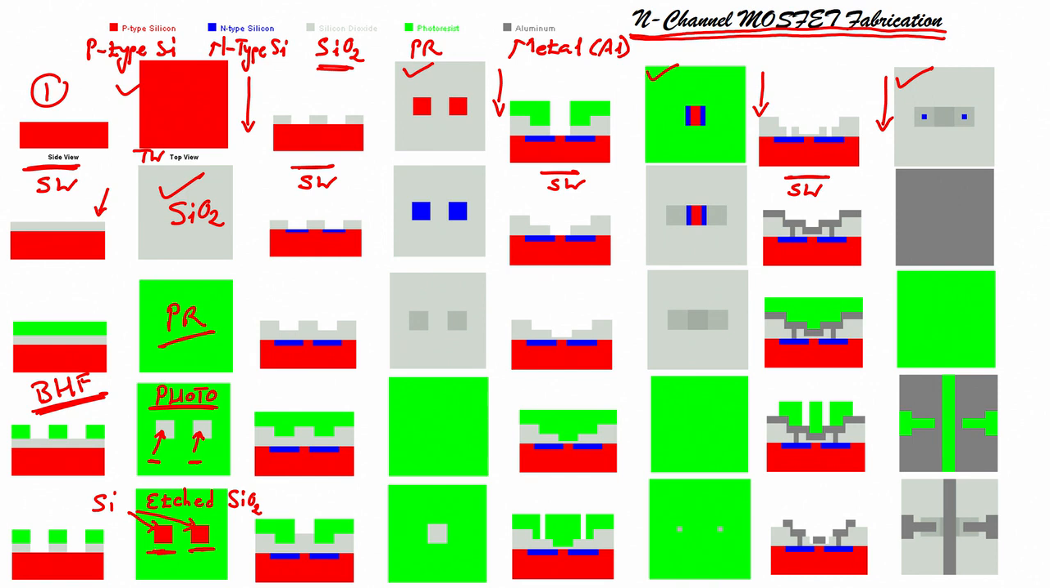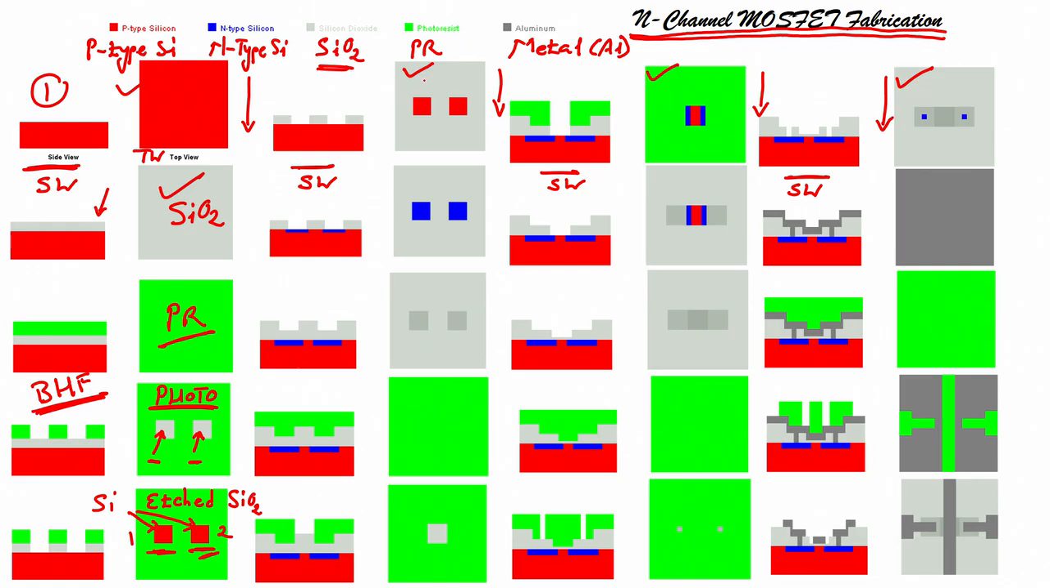What have we done? We have created two windows, 1 and 2, on the oxidized silicon substrate, such that I can see silicon through this window. What is the next step? Next step is that you have to remove the photoresist. For removing photoresist, very easy. What we can do? We can dip this wafer into acetone. Photoresist removal, you know it, right.